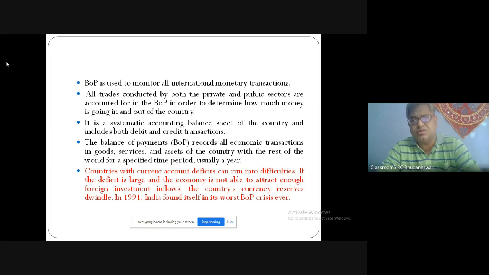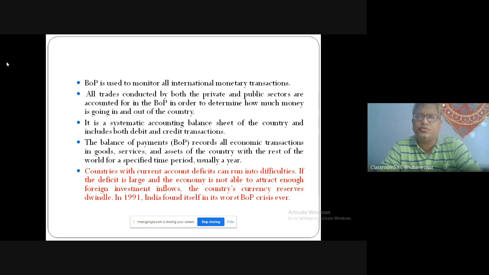And within a specified period, usually 1 year, it is just like a systematic accounting of the balance sheet of a particular company, and debit and credit transactions are there. I mean, these can determine how much money is coming in and how much money is going out of the country.